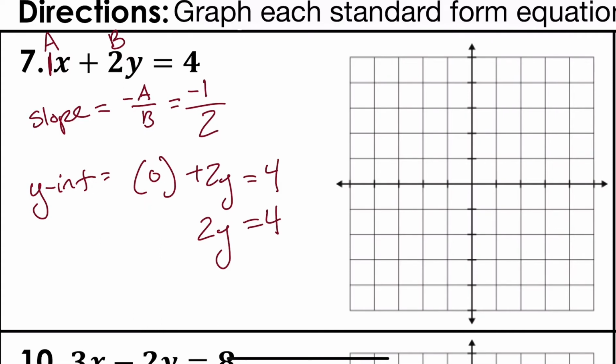All right, I still want y by itself, so to get rid of that 2, I'm going to divide by 2 on both sides of this equation. So then we have y equals 4 divided by 2, that's 2.